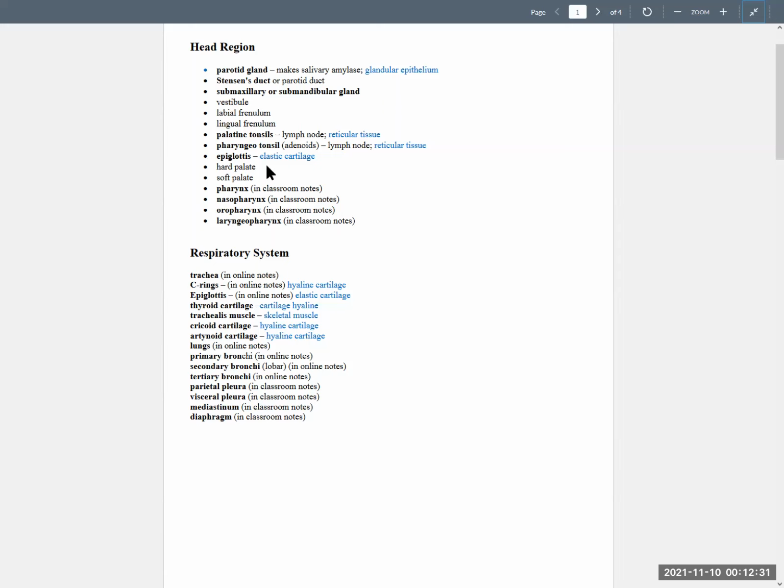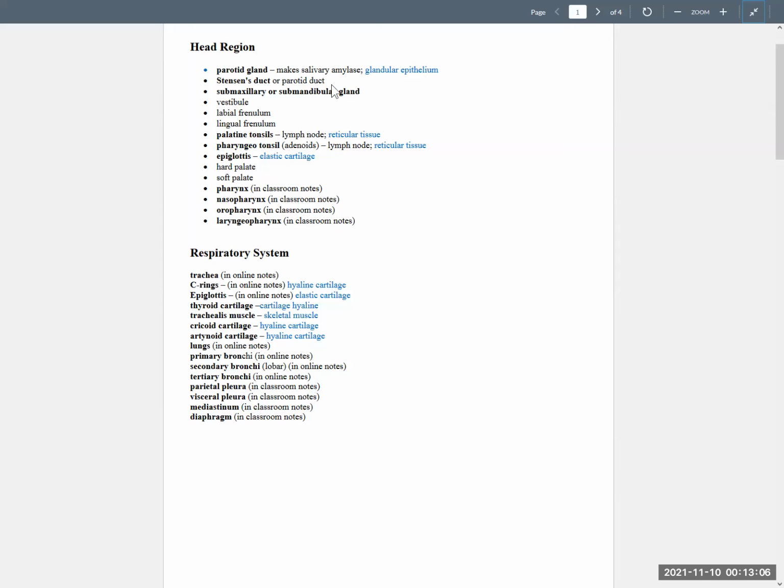terms in, is this blue? What color is this? It's blue. Okay. And what these things in blue are is the type of tissue that predominantly is found in the organ. The parotid gland is made up of glandular epithelium. All glands are made up of glandular epithelium. So that one's such a giveaway. It's a great one.